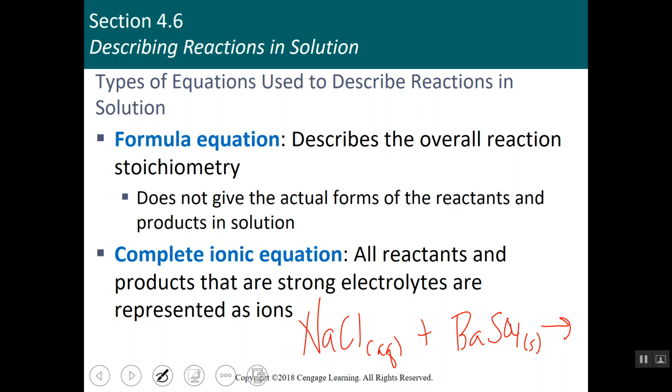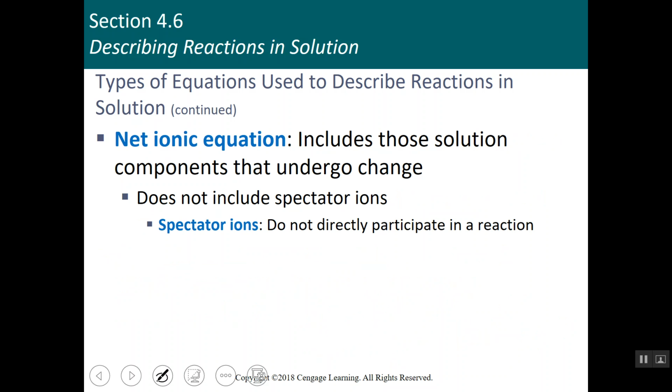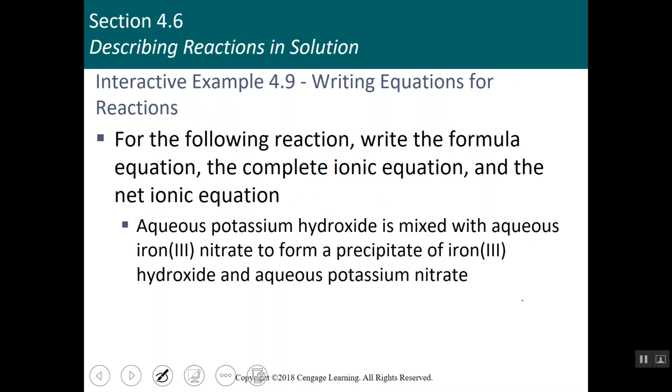Our complete ionic equation would actually split anything that's aqueous or strong electrolytes into their component ions and then represent it that way. Our net ionic equation only shows the components that undergo change. So it doesn't include what we call our spectator ions. The spectator ions are just what you suspect they would be. Spectator ions don't participate, they're just watching in the reaction.